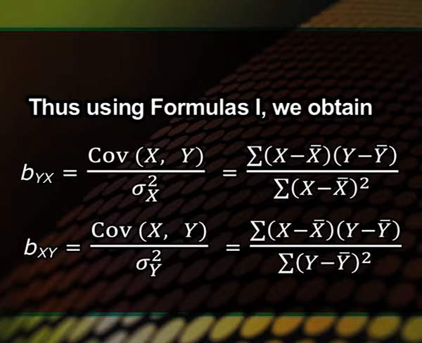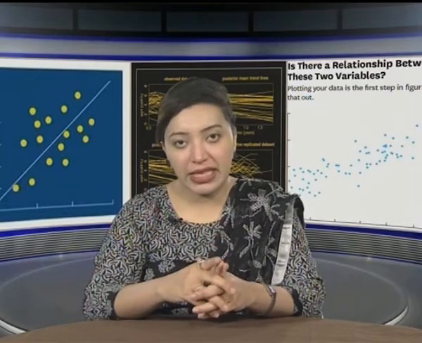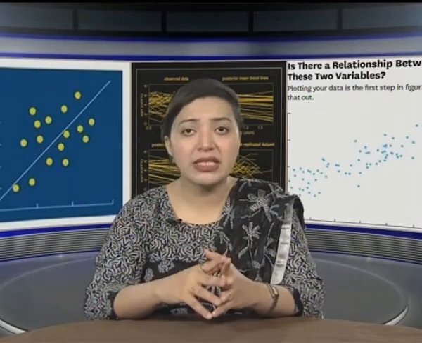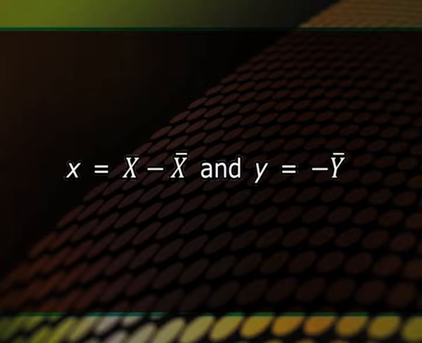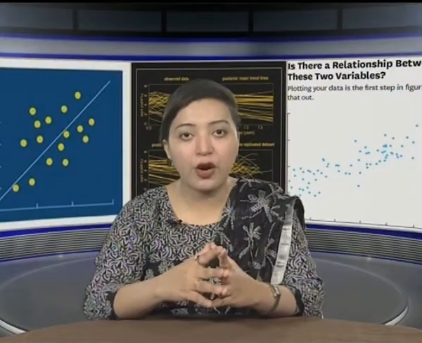Thus, using these formulas, we obtain byx will be equal to covariance of xy by sigma x square. So, that is equal to sigma x minus x bar times y minus y bar divided by sigma x minus x bar the whole square, and bxy will be equal to covariance of xy divided by sigma y square. That is equal to sigma x minus x bar times y minus y bar divided by sigma y minus y bar the whole square. If we let small x and small y denote the deviation of x and y values from their respective means, that is small x is equal to x minus x bar and small y equals y minus y bar, then the above formulas for regression coefficients can be put in the following form.